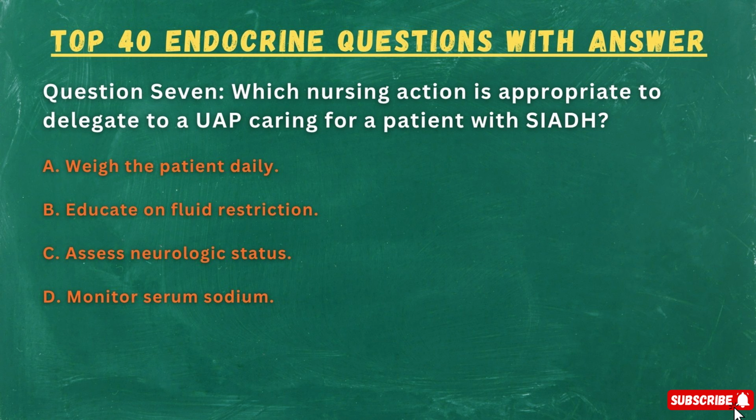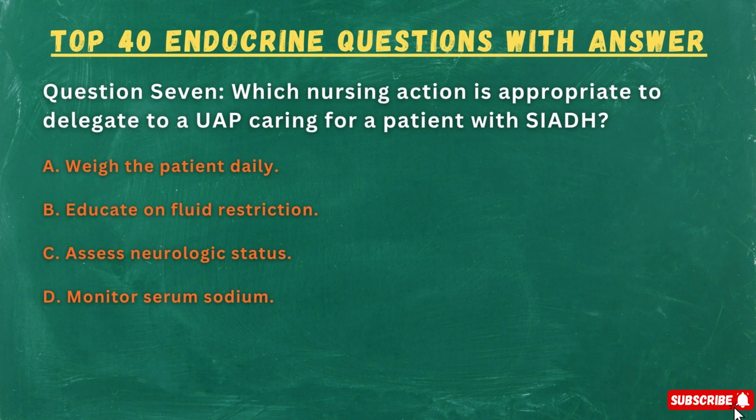Question 19. Which lab finding is consistent with SIADH? A. Serum sodium 128 milliequivalents per liter. B. Serum osmolality 295 mOsm/kg. C. Urine specific gravity 1.005. D. Blood glucose 200 milligrams per deciliter. Answer: A. Serum sodium 128 milliequivalents per liter.